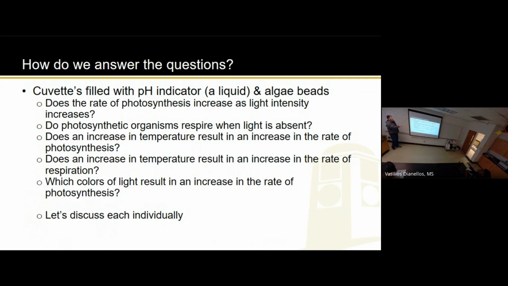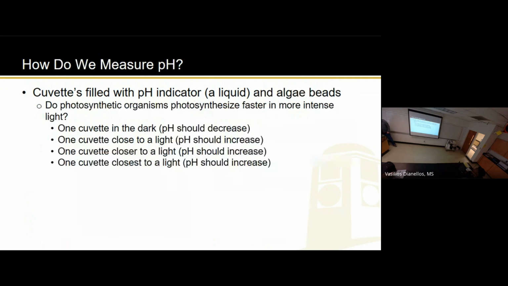So again, we've got these cuvettes filled with pH indicator, which is a liquid. They also have algae beads. And again, these are the questions we're going to ask. I'm not going to repeat all that because we're going to talk about them separately in a second. Let's talk about them each individually. So here we go. The first one.